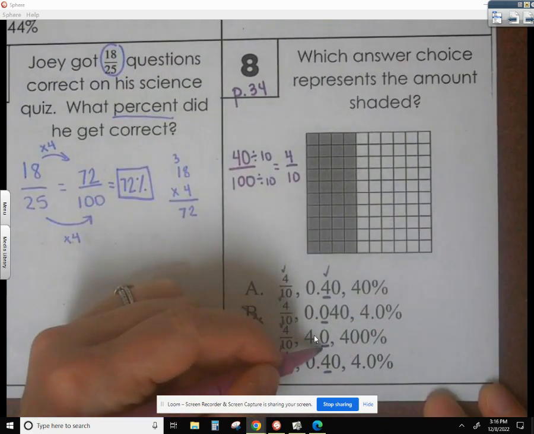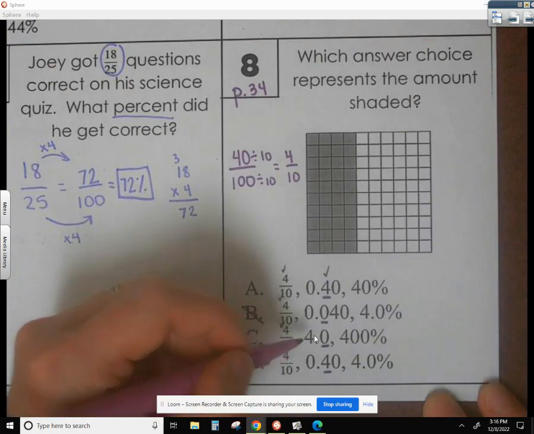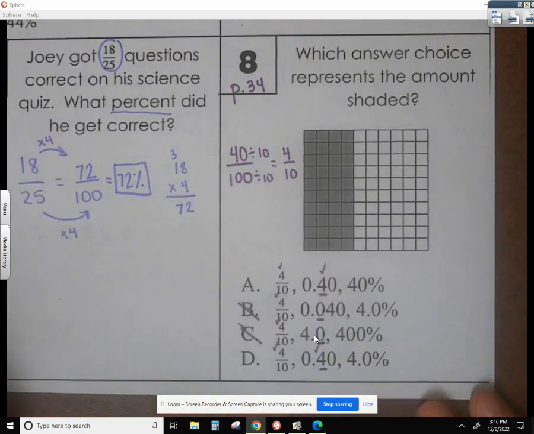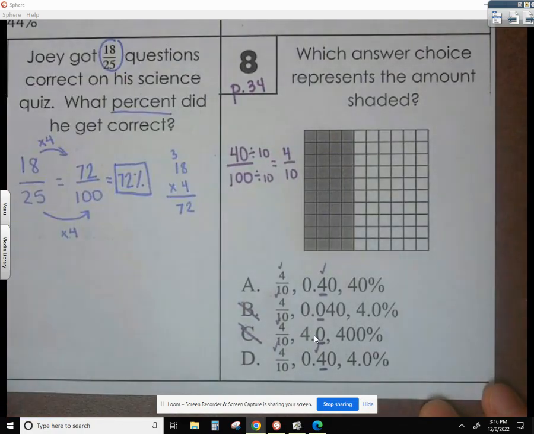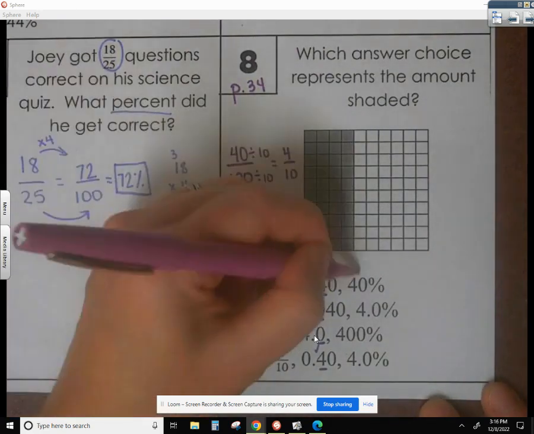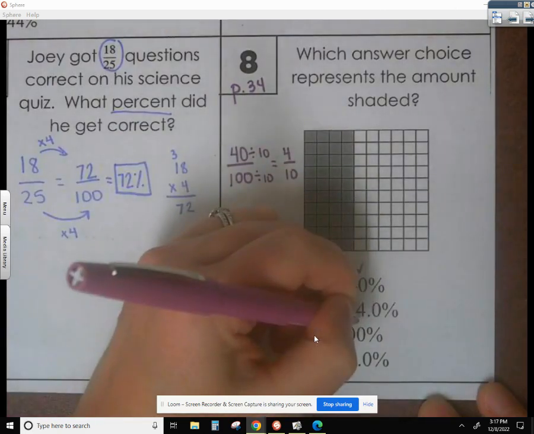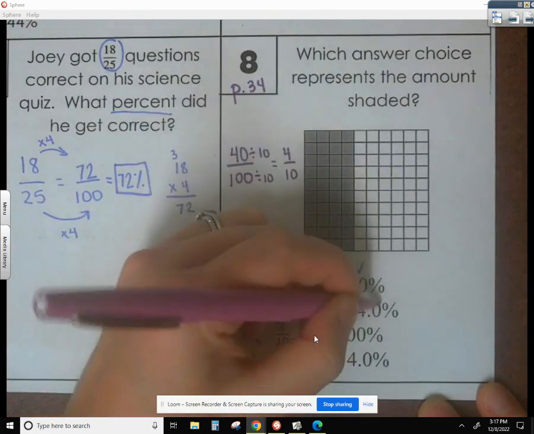This one doesn't have 4 in the tenths place. It actually has 4 in the ones place. So that would be 4 wholes, not 4/10. But this one does have 4 in the tenths place. So we're down to answer choice A or answer choice D. Okay, so originally we said it was 40 out of 100. Remember, percent means out of 100. So 40 out of 100 is 40%, which that one has. This one we already got rid of, but it does have 4%, which is definitely not the same as 40%. So we want to get rid of that one.